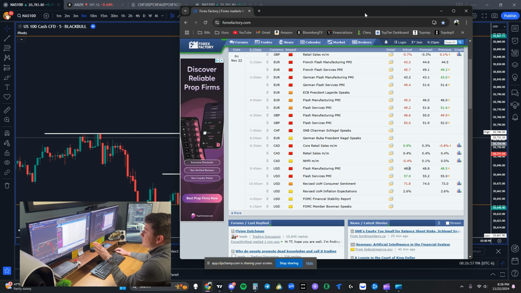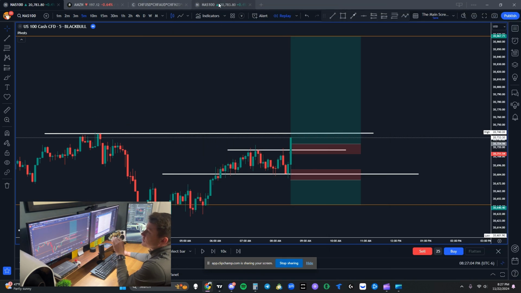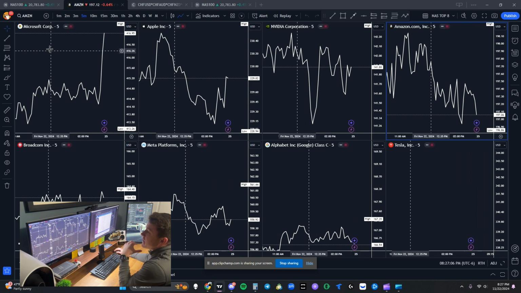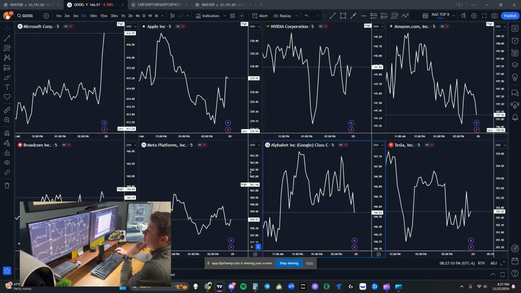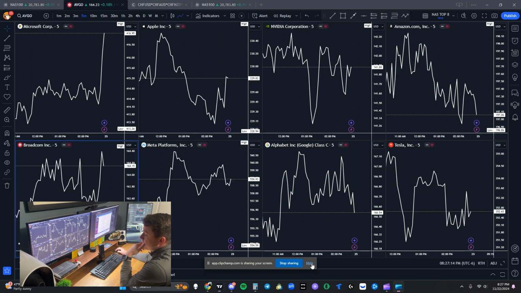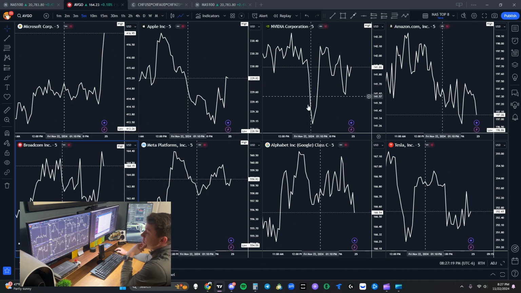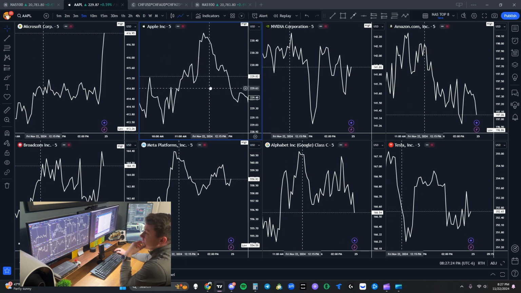So we're just talking about why I didn't take this trade for now. So that was one reason. I didn't take it because news was coming out. I wanted to wait for that. Second reason was I was looking at Microsoft, Apple, Nvidia, Amazon, the NASDAQ top 8. I was looking at all of those to see how they were performing right when market opened. They were kind of all just, some were up, some were down, some were just being choppy. Apple specifically was being very, very choppy.